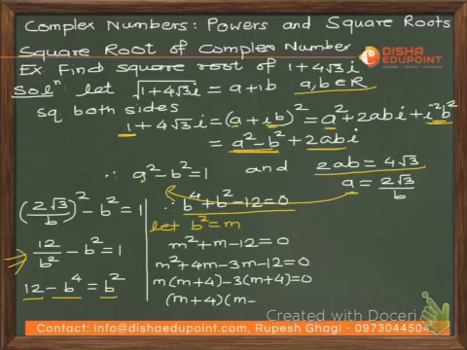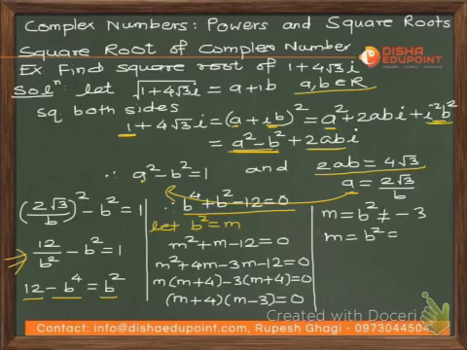So (m plus 4) into (m minus 3) is equal to 0. So either m is equal to minus 4 or m is equal to 3. But m cannot be equal to minus 4, actually b is a real number, right? Here we have taken b as a real number, and b square cannot be negative. So we reject this value and we take m is equal to b square is equal to 3.